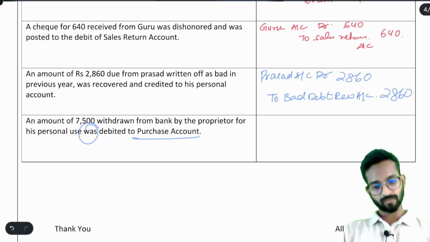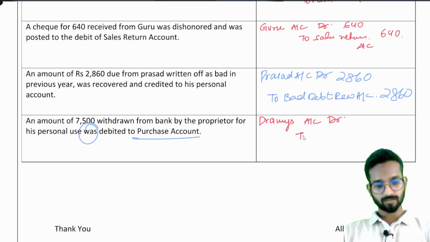Understood? So I will write here drawings account debit to purchase account. That will give you 7,500.